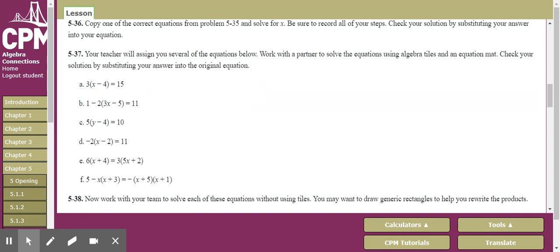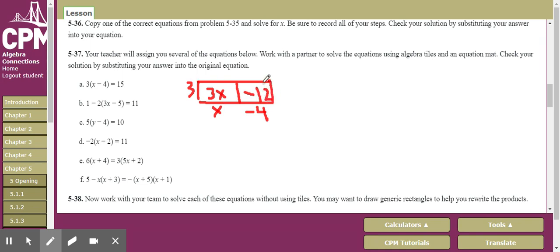So if I want to figure out 3 times quantity x minus 4, I can build a generic rectangle where I have 3 on one side, and then I have x and negative 4 on the other. But these are different types of tiles, so they would be separate rectangles. So then I multiply 3 times x, I get 3x. I multiply 3 times negative 4, I get negative 12.